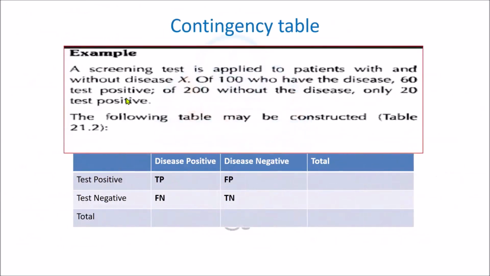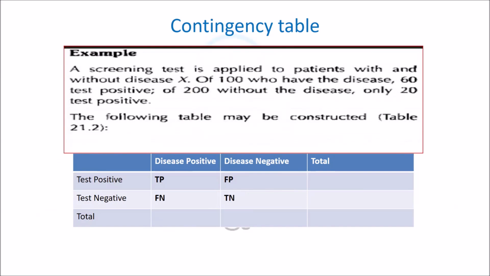Exercise means calculation you have to go through now. Dr. Nawaz, can you go through these three or four lines? Yes, sir. A screening test is applied to patients with and without disease X. Of 100 who have the disease, 60 test positive. Of 200 without the disease, only 20 test positive. The following table may be constructed. Okay, you need to construct the table.